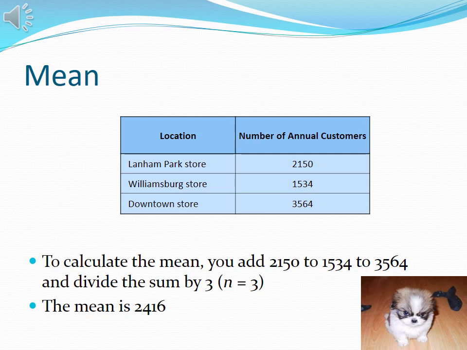Just a quick example of how to calculate mean. In this case, you have three different stores here, the Landon Park store, the Williamsburg store, and the downtown store, all with their own number of annual customers. What you'd simply do is add all three of those numbers of annual customers together and then divide by 3, in this case because your sample size, or n, equals 3. And then when you do this division, your mean is going to be 2,416. And this is going to give you a relative idea of how the data comes together.